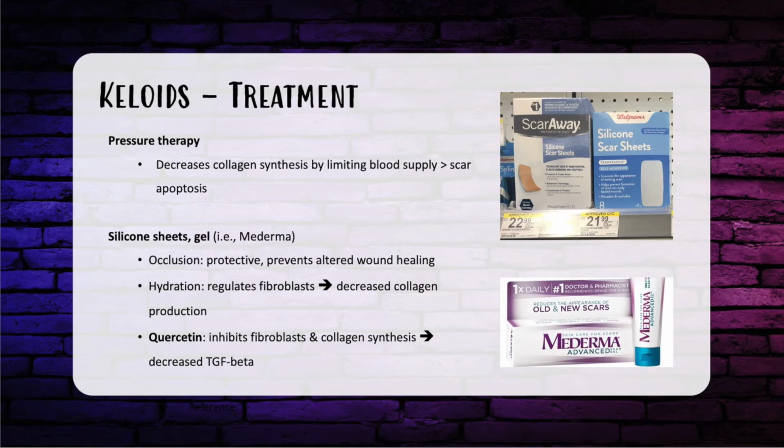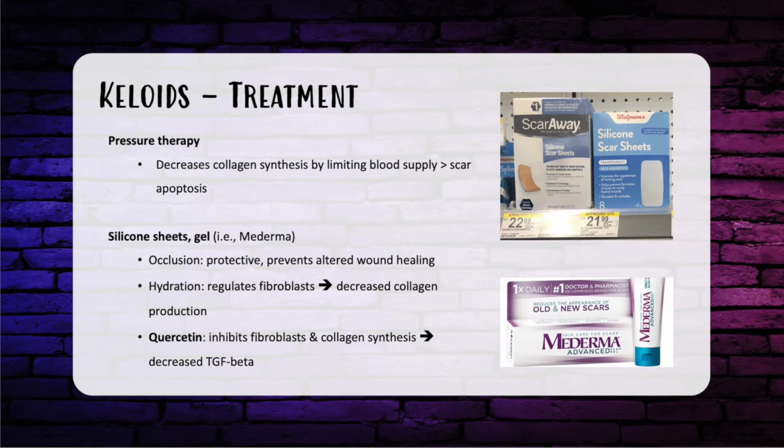Yeah, it's pretty interesting. The pressure therapy works by decreasing collagen synthesis by limiting the blood supply. Decreased blood supply means less oxygen and nutrients, and that means the scar tissue will eventually undergo apoptosis. There are a bunch of pressure clips, like I mentioned, for earlobe keloids that can be effective. Again, it depends on where in the body it is for it to actually be effective.